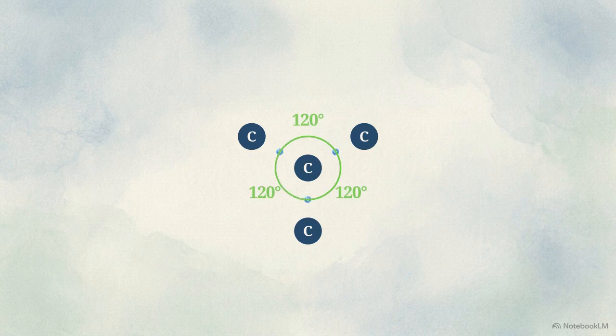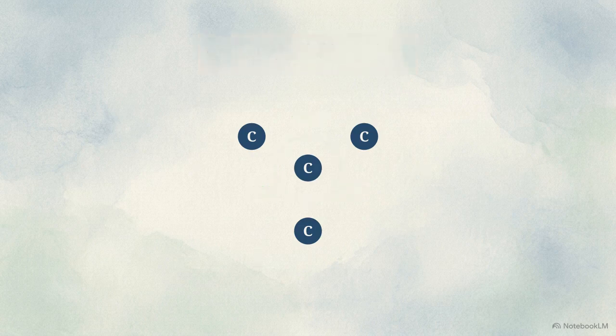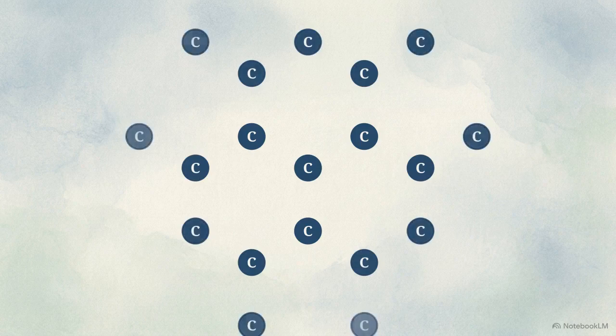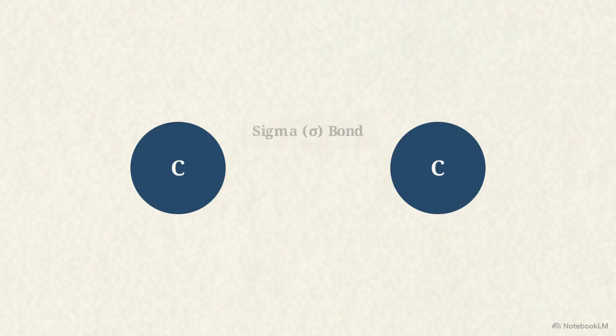On screen is a top-down view of our starting point, a single carbon atom. To begin building the lattice, 3 of carbon's valence electrons stretch outward, locking into neighboring atoms at exact 120-degree angles. This specific, flat geometry is called sp² hybridization. When you propagate this pattern outward, you create the continuous hexagonal mesh of the graphene sheet. If we isolate a single connection between 2 carbon atoms, we see what holds the mesh together.